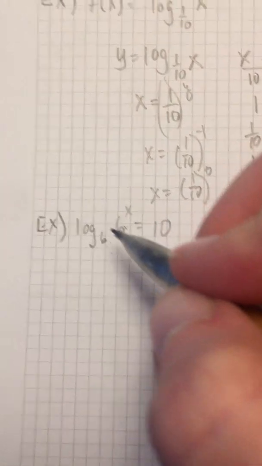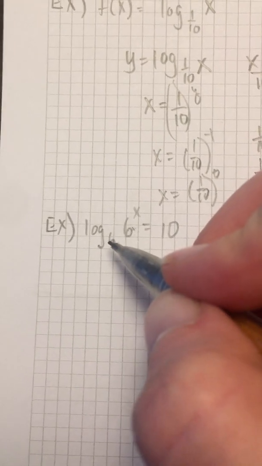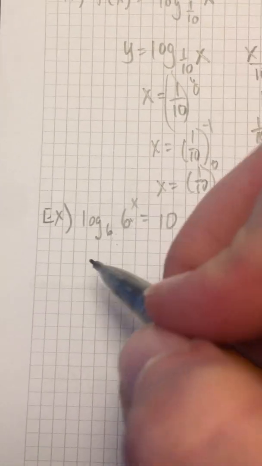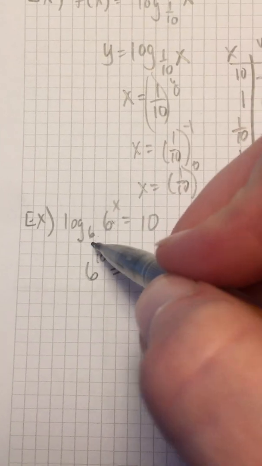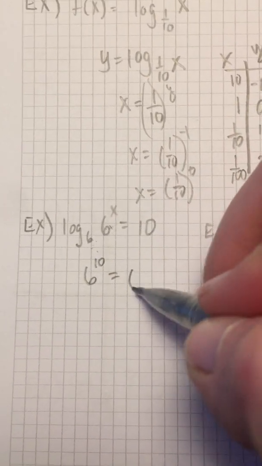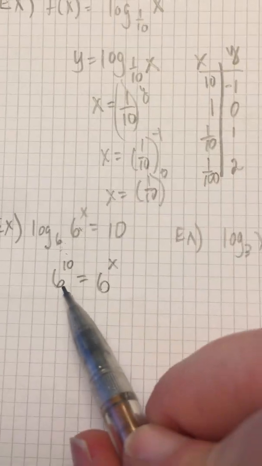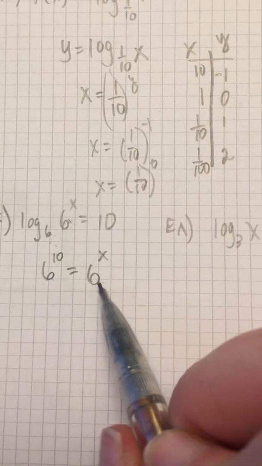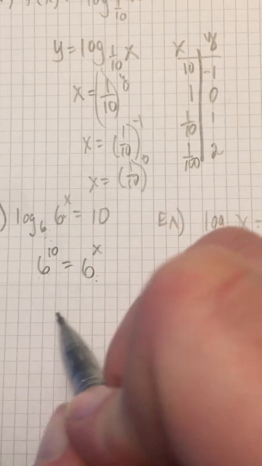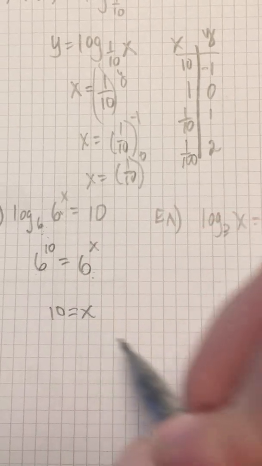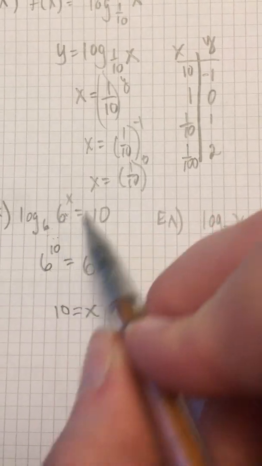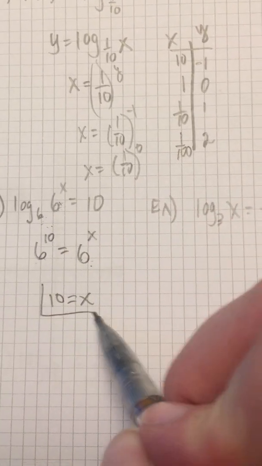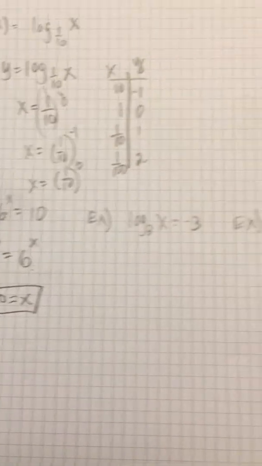x equals 10. I'm going to switch forms so you can see base, exponent, value. So switching from logarithmic form to exponential, 6 to the 10 power equals 6 to the x. And what we learned with exponentials is if they have the same base, we can set the exponents equal. So we get 10 equals x. One way to do it, again, also, if you see that these are the same, you know this entire thing becomes an x. And then you would see x equals 10.